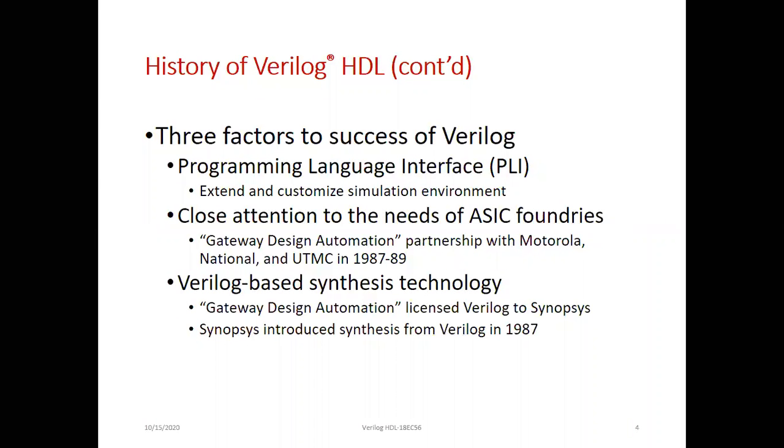Now there are three very important factors in the success of Verilog. What are they? The first one is the programming language interface, sometimes called PLI. What is the meaning of that? The programming language interface means that with the hardware description language, that is Verilog, you can interface the C language or C++ language. Any language, even Python programming, can be interfaced with Verilog. That is one very important factor.